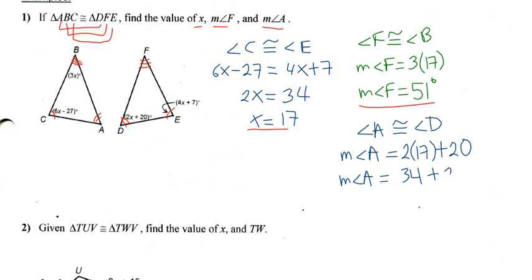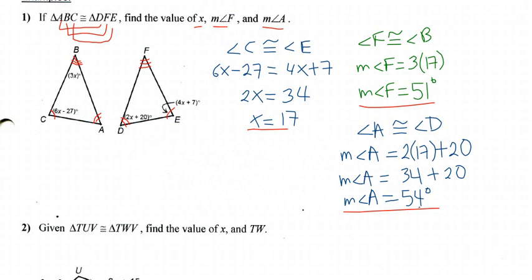Plus 20 is 54 degrees. So we have our third answer, which is the measure of angle A. And so we're finished with this problem, and the only thing that we have done is use the corresponding parts of congruent triangles in order to find what we are being asked for.